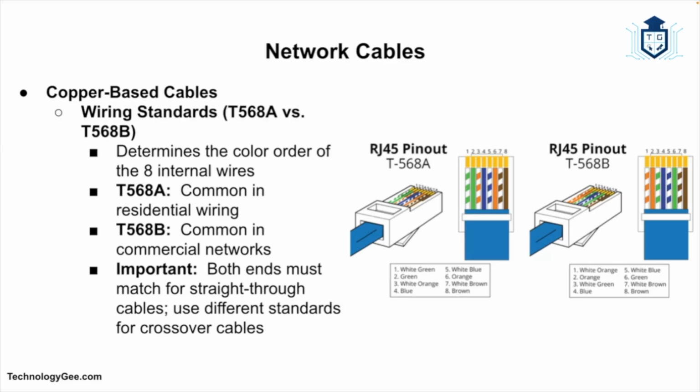Also, an important note to keep in mind: if you are trying to build what is called a straight-through cable, then both cable ends must match. A straight-through cable is used when you're connecting dissimilar devices, like a computer to a switch. If you're trying to make what is called a crossover cable, then one end of the cable has to look like this and the other has to look like that. Crossover cables are for connecting similar devices, like connecting a PC directly to another PC.